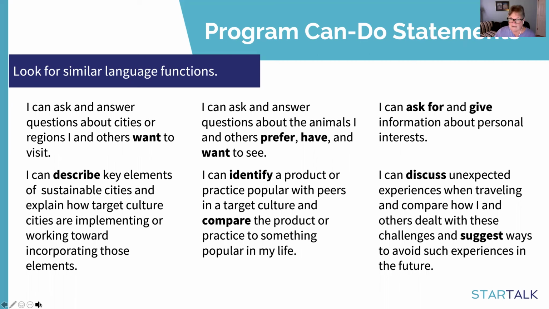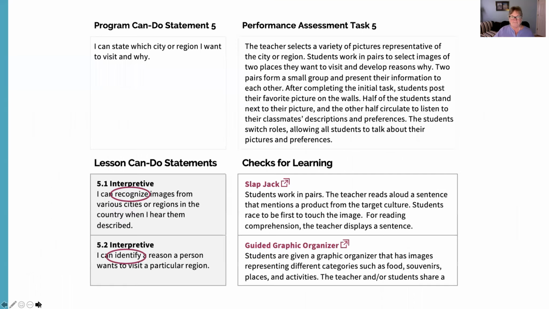You can still have this same notion of prefer, have, want, but you would just change the context. You're asking and answering questions about food and beverages that you prefer and want to try. And then you'll be able to look at, well, what was the performance assessment task? Can I just adapt the task to be about food instead of animals? Can I look at the lesson can-do statements and the suggested checks for learning and just make it be about food instead of animals? So can I take what I have and adapt to meet my needs?